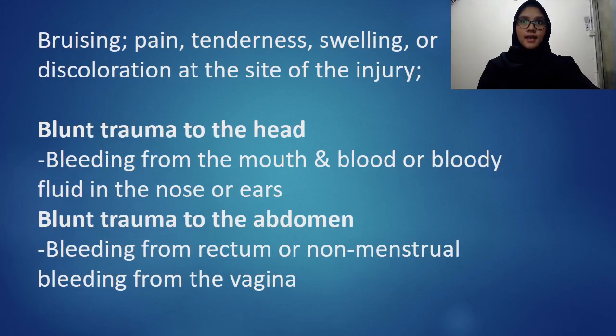The signs and symptoms of blunt and penetrating trauma are bruising, which is pain, tenderness, swelling, or discoloration at the site of the injury. For blunt trauma to the head, there may be bleeding from the mouth and blood or bloody fluids in the nose or ears. Blunt trauma to the abdomen may cause bleeding from the rectum or non-menstrual bleeding from the vagina.